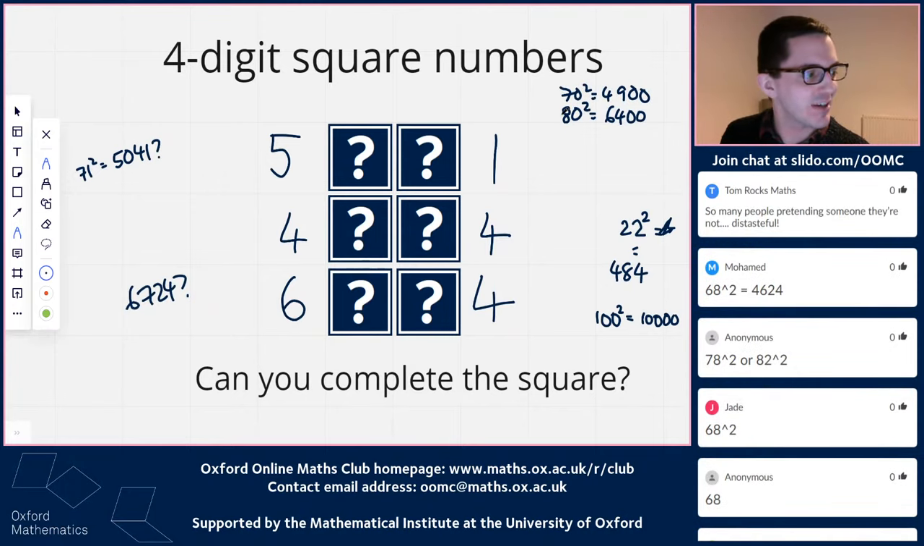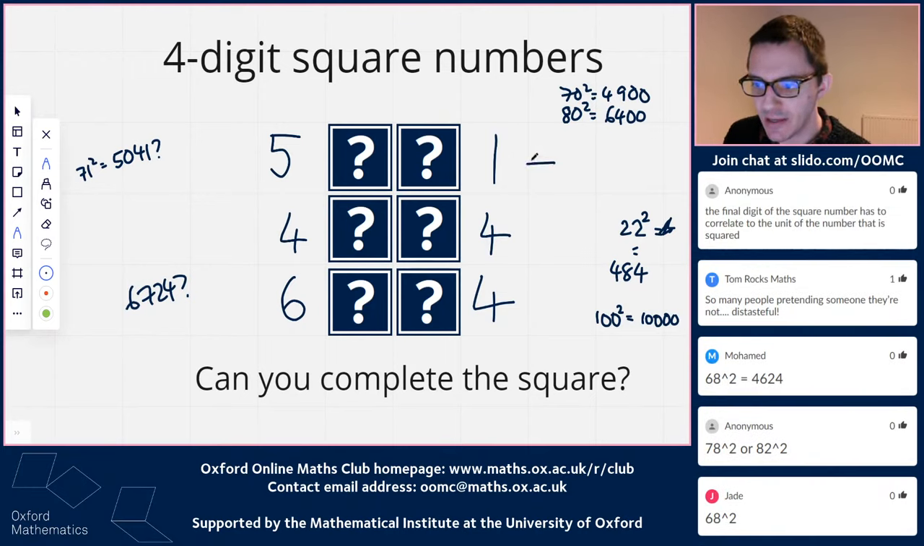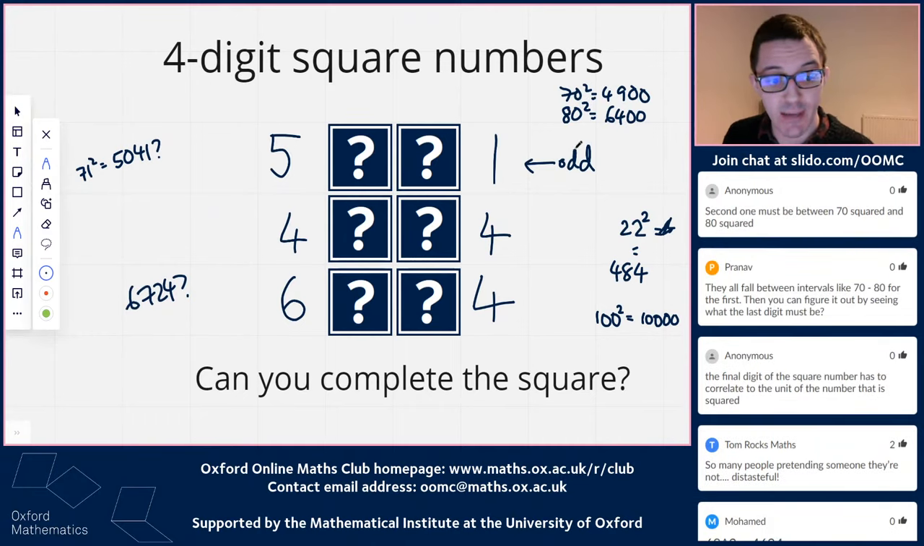And then I saw someone else in chat say, if you look at the last digit, that gives you information about what the last digit of the number that's been squared was. So we could look at this and say, is this an even number that's been squared? No, it's not, because if you square an even number, you get an even number, and this number here is odd. We must have squared an odd number to get this. We can do better than that. We can say we must have squared something that ends in a 1 or a 9.